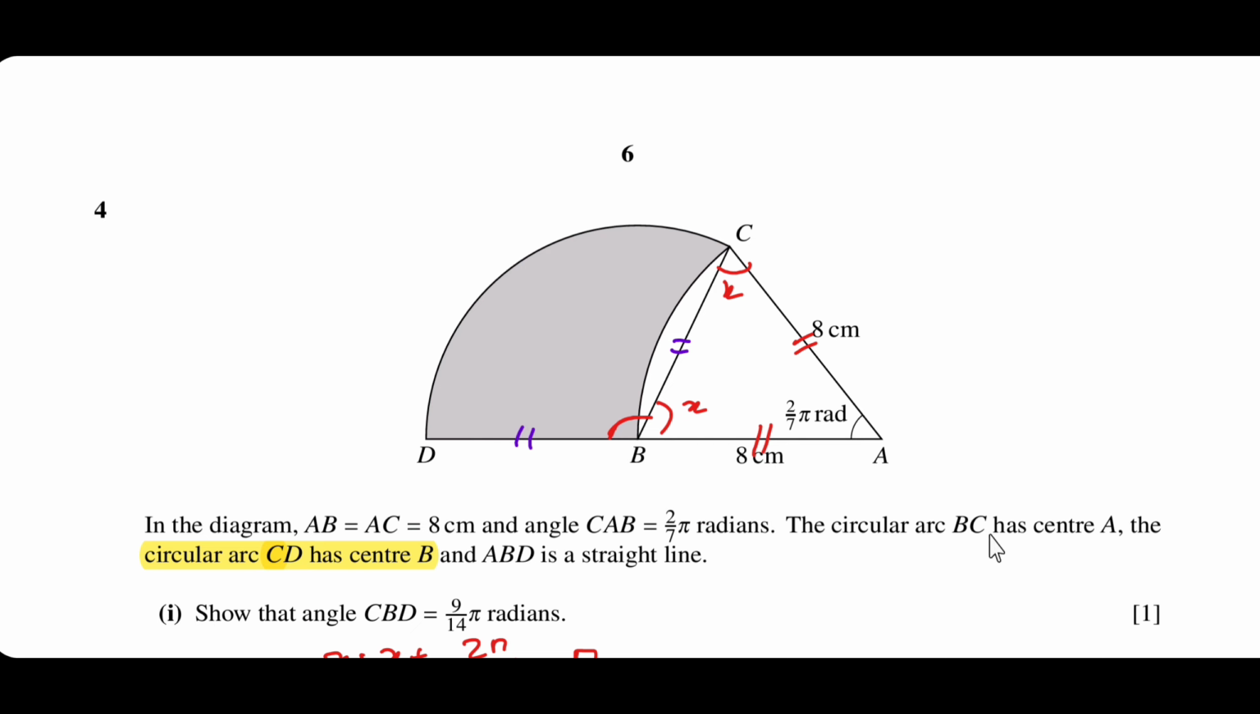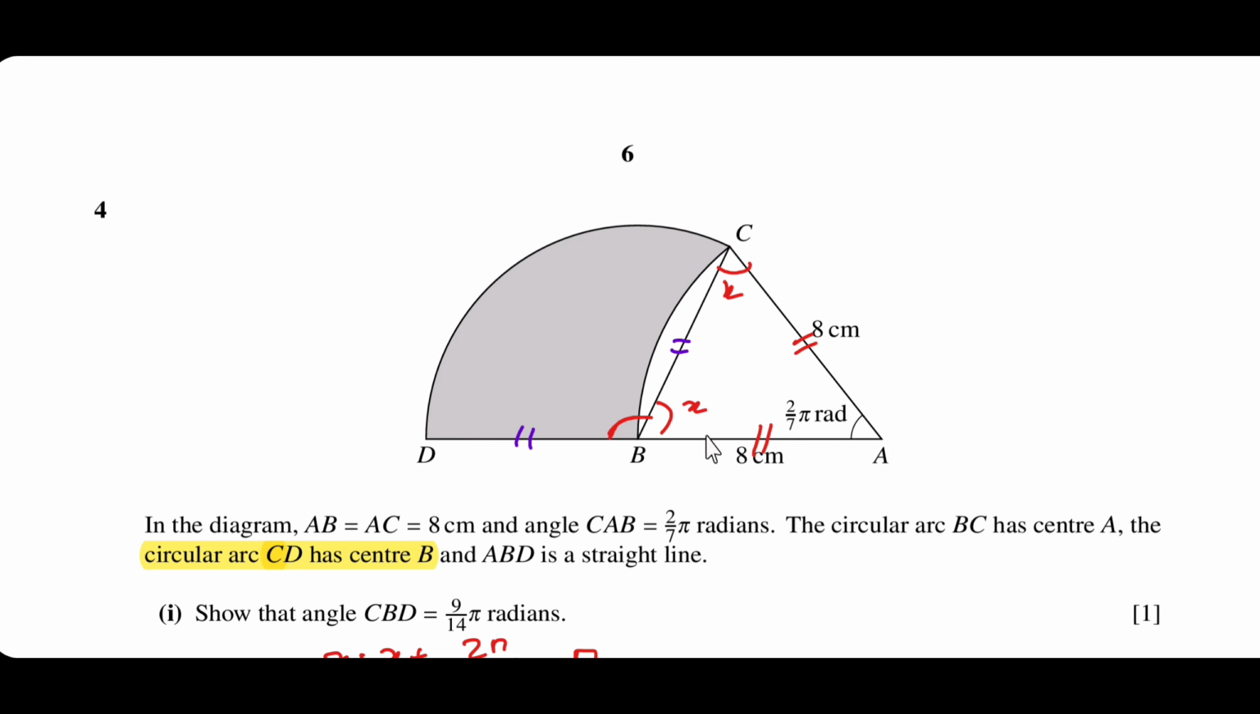The circular arc BC has center A. The circular arc CD has center B. That means these are two different circles, and for this arc the center is A, and for this arc the center is B. And ABD is a straight line. So line ABD is a straight line.